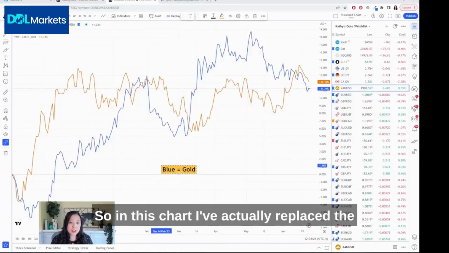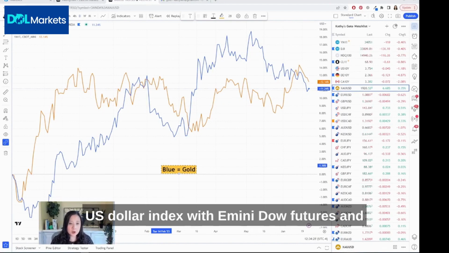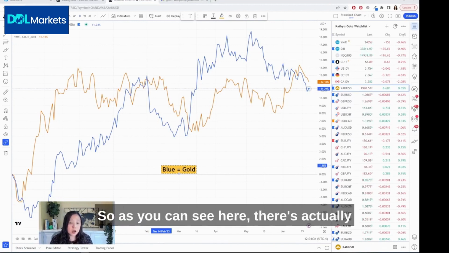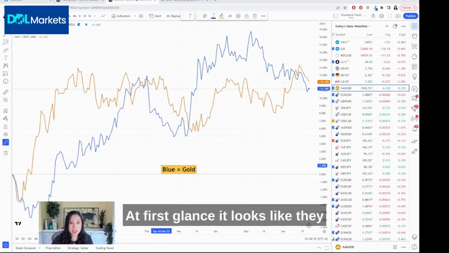So in this chart, I've actually replaced the US dollar index with E-mini Dow futures, and that's what the orange line is. The blue line is still gold. So as you can see here, this is actually a positive relationship. For the most part, at first glance, it looks like they both move in the same direction.